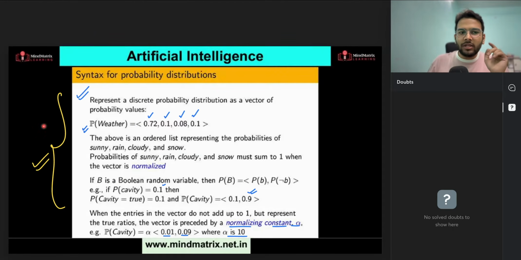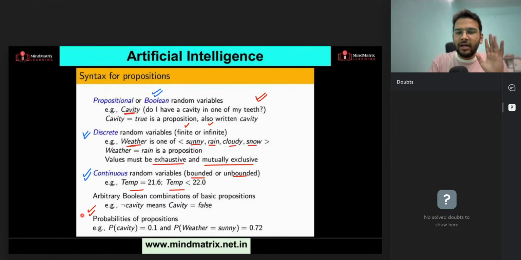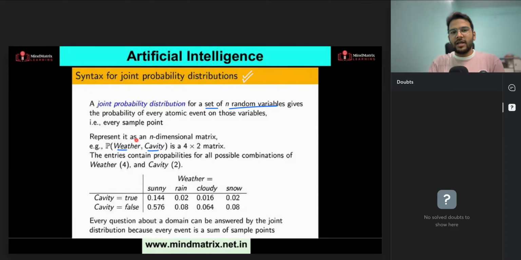Now, based on this slide, we know that weather has four possible values, right? It can be sunny, rainy, cloudy, or snowy, correct? And cavity has two possible values, true and false. Now, the joint probability distribution is so powerful that you can answer anything. It will give you every answer. Okay, let's see how it is going to give us the answers.